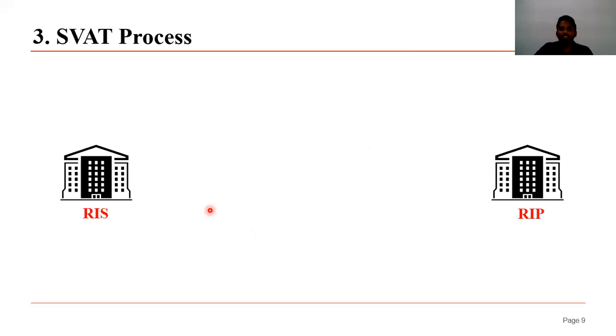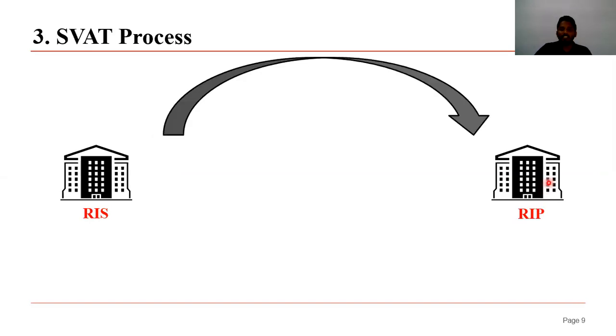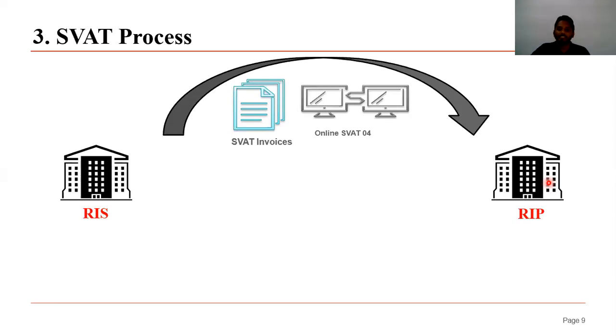Basically, I would like to highlight, let's assume here is the RIS. Then here it is the RIP. Then you are making supplies from RIS to RIP. Then you are required to issue an SVAT invoice. At the same time, you are required to update the system, the RAMIS, that is Revenue Administration and Management Information System. It is the IRD system. Then you need to enter that invoice into the online IRD system.